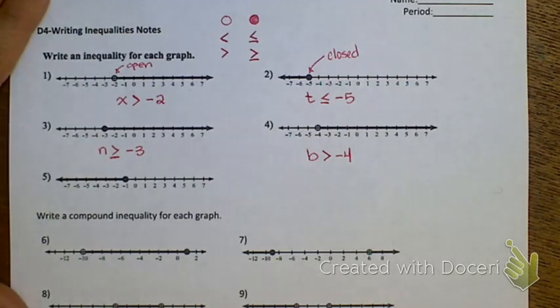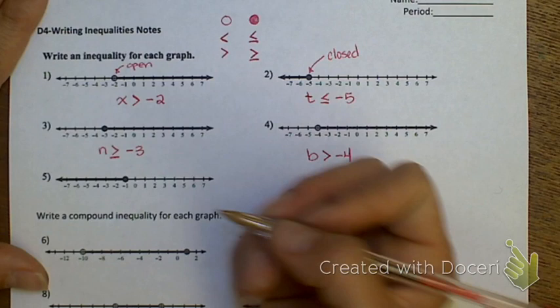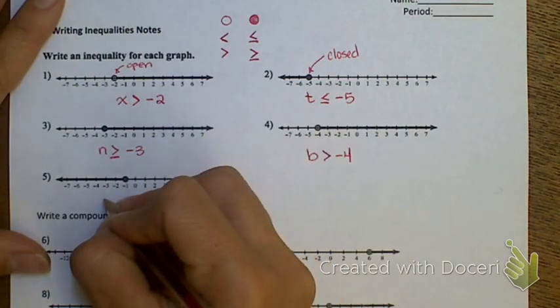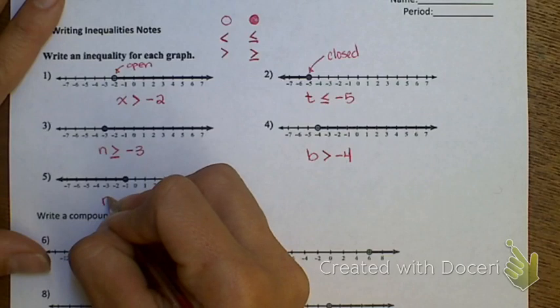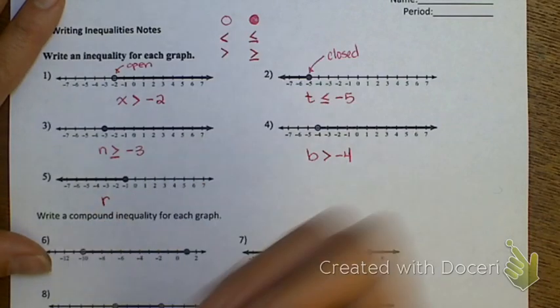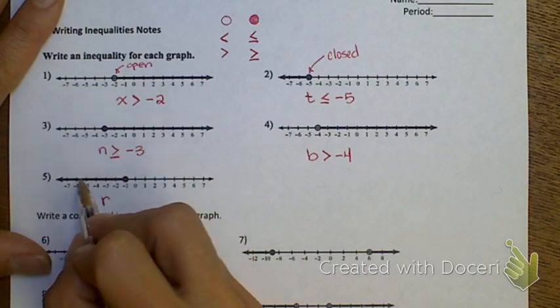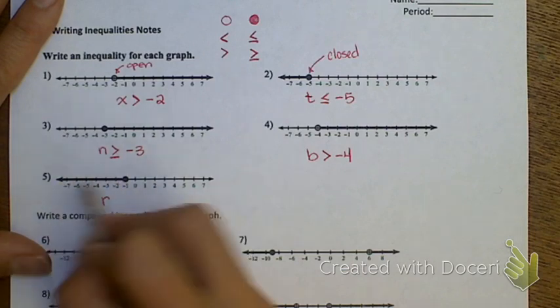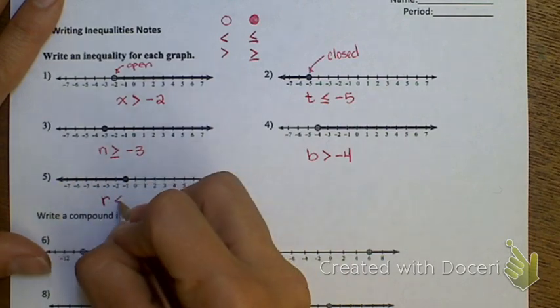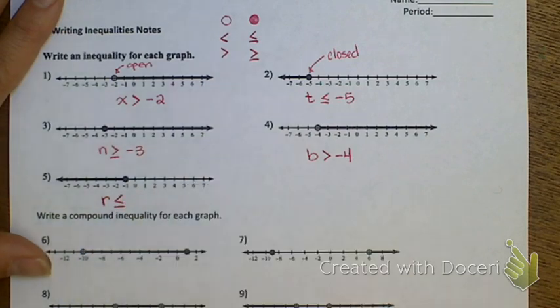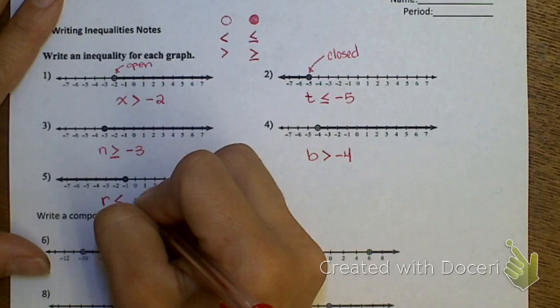Okay, let's review and see if you got it right. I have a closed circle here. Let's pick a variable. I'll just pick any letter. I see that all the values of the variable are decreasing, getting less than. So I would pick less than or equal to, because it was a closed circle. And my value here is -1.